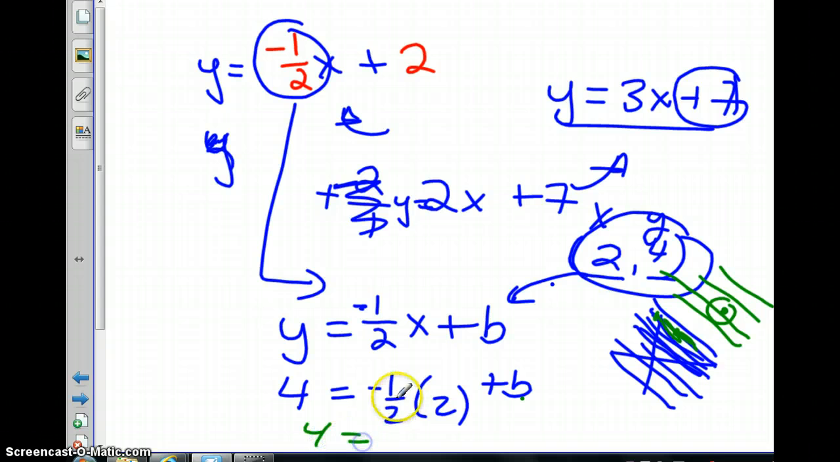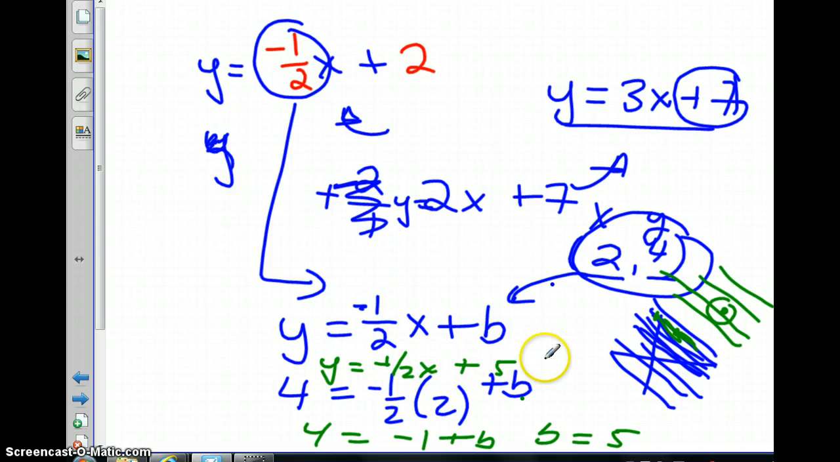So that's 4 is equal to negative 1/2 times 2, that's negative 1, plus b. Solve for b. b is equal to 5. And then now my new equation is, I'm out of room, but I'll write it here. It's y equals negative 1/2 x plus 5. And that's about it. That's everything in this unit, I'd say, in a nutshell.